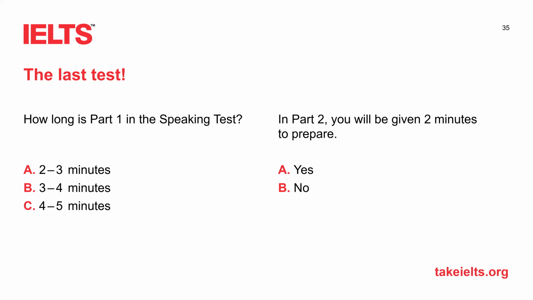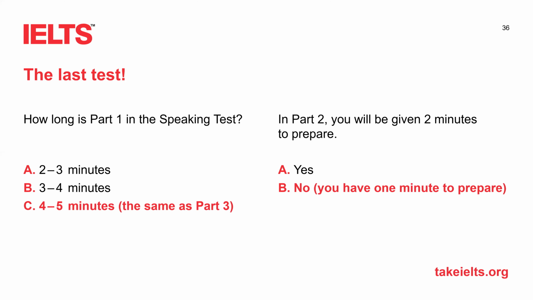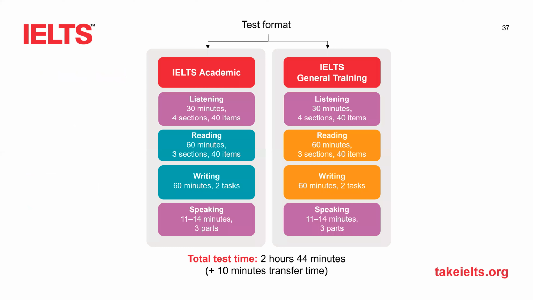All right, let's look at the answers. So the first question, how long is part 1 in the speaking test? The correct answer is 4 to 5 minutes, the same as part 3. And the second question, in part 2, you'll be given 2 minutes to prepare. The correct answer is no. Remember, you have only 1 minute to prepare. Congratulations if you got all of the answers correct.